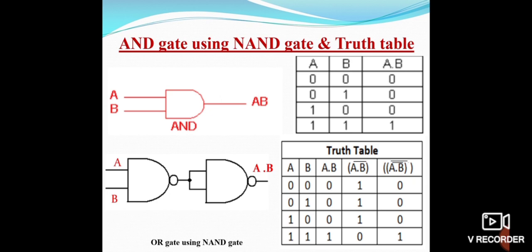They are known as universal logic gates because we can construct the basic logic gates, that is AND gate, OR gate, and NOT gate from these gates.